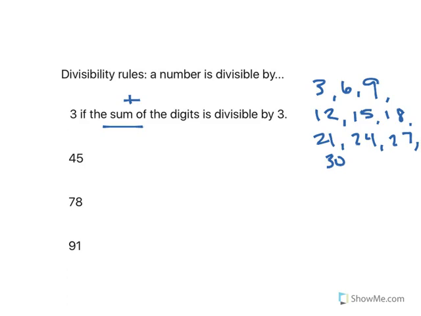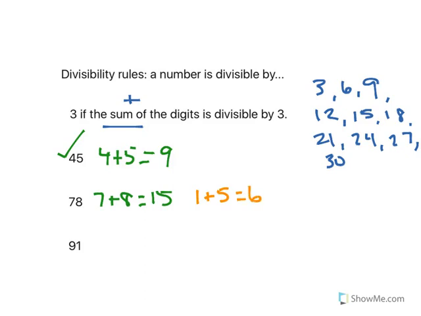All right, so this first one, 45. First, we add the digits. 4 plus 5 equals 9. 9 is divisible by 3, so 45 is divisible by 3. Okay, 78, we add 7 plus 8. This equals 15. Okay, 15, is that divisible by 3? Now let's say you're not sure. Guess what? You can do this too. You can say 1 plus 5. That equals 6. I know 6 is divisible by 3, so I know that works, okay? See how I kept adding these digits?